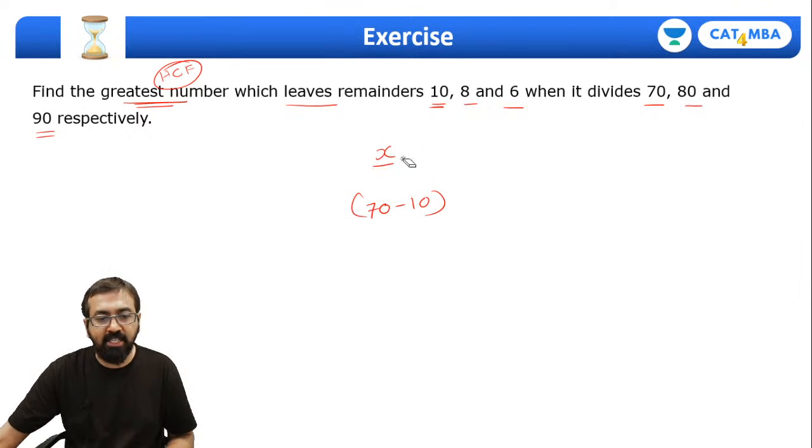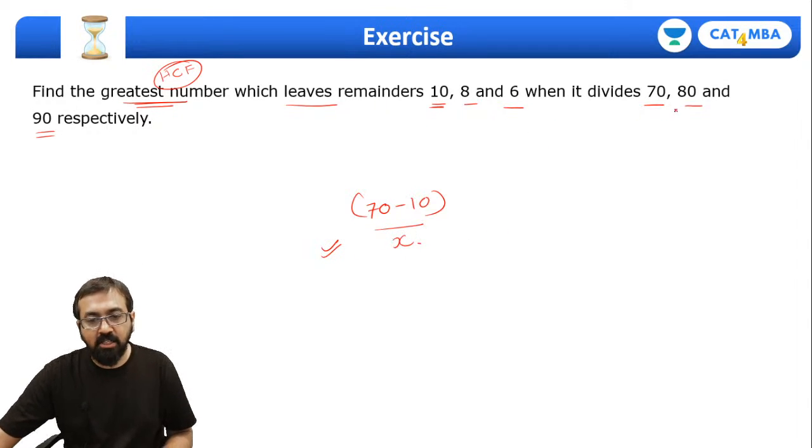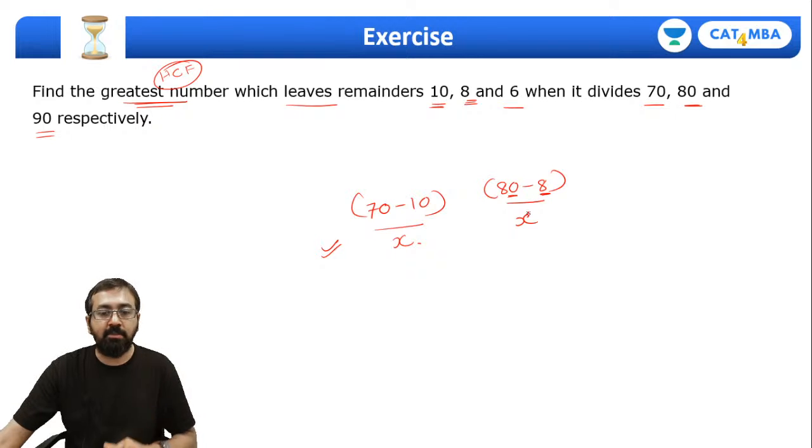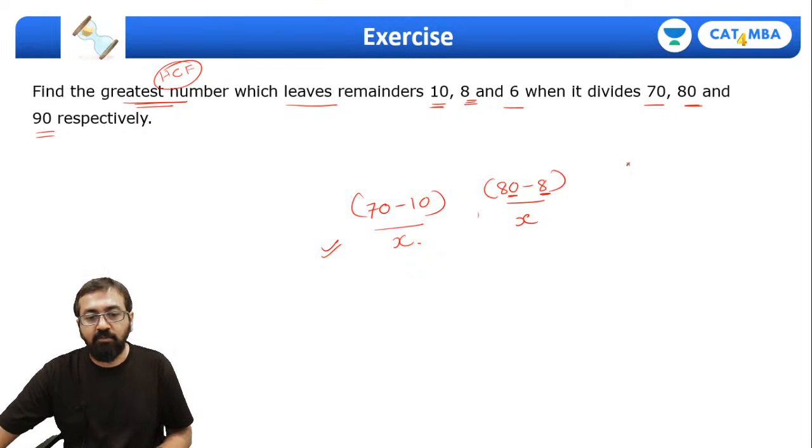X should completely divide 70 minus 10, right? Same way, when that number divides 80, it leaves remainder 8. So X should completely divide 80 minus 8. If you remove the remainder from the number, it becomes completely divisible by the divisor. Same way, 90, so 6 is the remainder, so X should completely divide 90 minus 6.